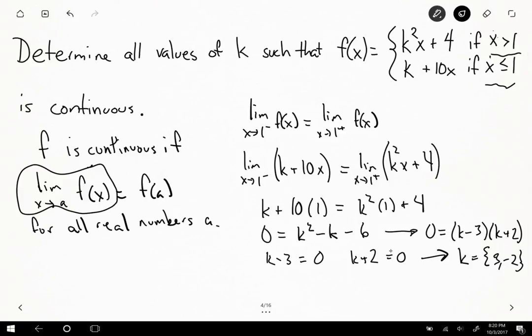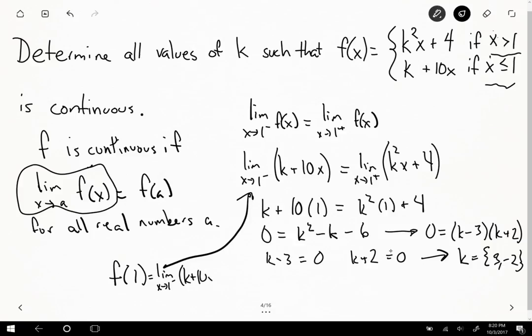Okay, now you might say, oh, but Josh, there's one last check here. Yes and no. Notice that in our first scenario, x less than or equal to 1, this value, so for the one from the left, that actually corresponds to f of 1. So we automatically have the equality f of 1 equals the limit as x approaches 1 from the left of k plus 10x. So we already actually took care of that other scenario all in one step.